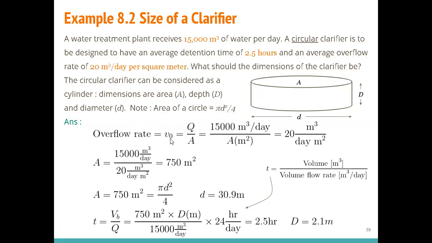You know that this overflow rate is 20 cubic meter per day per square meter, and Q is the volume flow rate that you need. Now you already know this one, right? This is the basin area of your clarifier. What would that be? Just 15,000 divided by 20, which is 750 meter square. And you can turn that back to the diameter of your clarifier here.